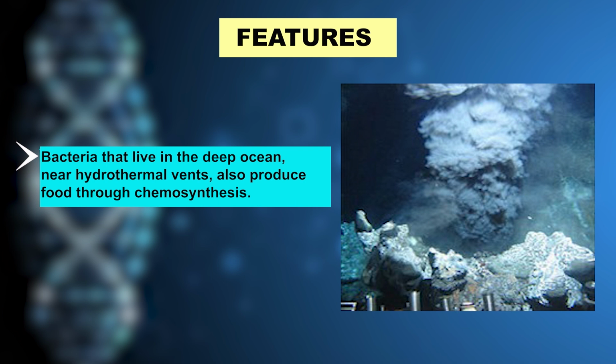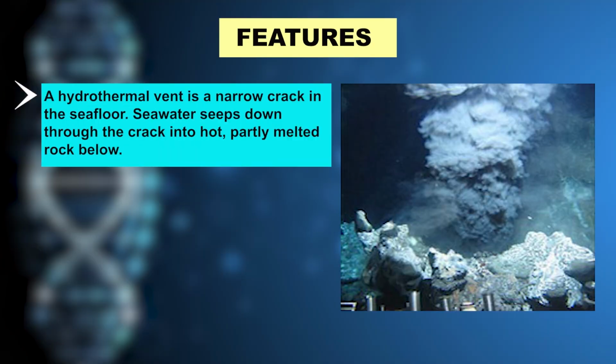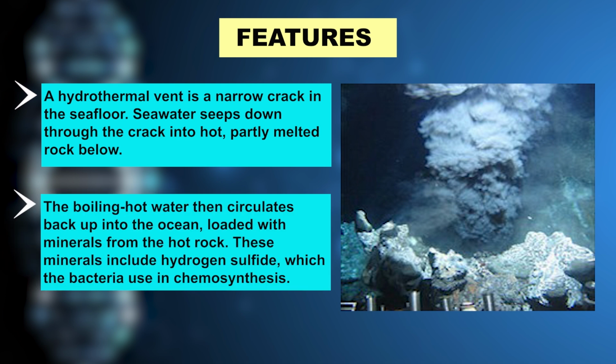Bacteria that live in the deep ocean near hydrothermal vents also produce food through chemosynthesis. So, what is actually a hydrothermal vent? A hydrothermal vent is a narrow crack in the sea floor. Seawater seeps down through this crack into hot, partly melted rock below. This boiling hot water then circulates back up into the ocean loaded with minerals from the hot rock. These minerals include hydrogen sulfide, which the bacteria use in chemosynthesis.